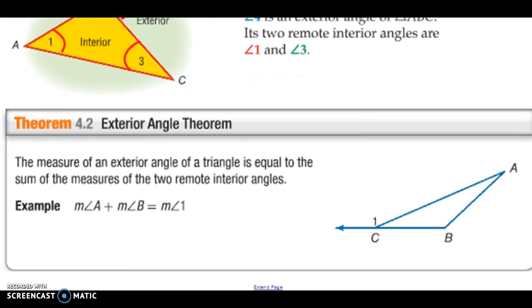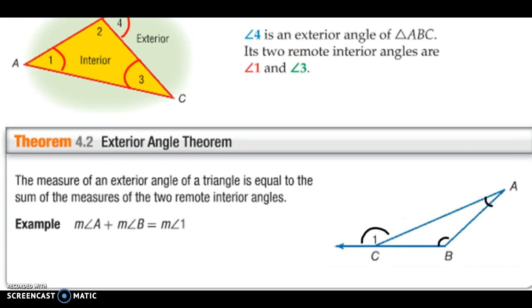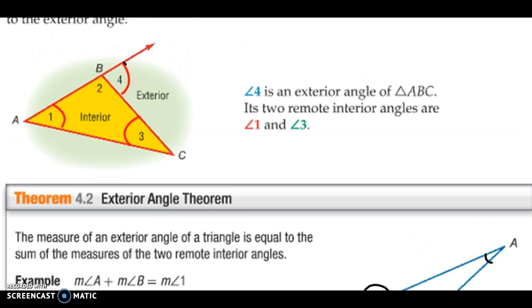So let's look at this theorem right here, theorem 4.2. The exterior angle theorem says this: the measure of an exterior angle of a triangle is equal to the sum of the measures of the two remote interior angles. So if I'm looking right here, angle A and angle B are going to add up to the measure of angle 1. Just like in our example right here, angle 4 is equal to angle 1 plus angle 3.